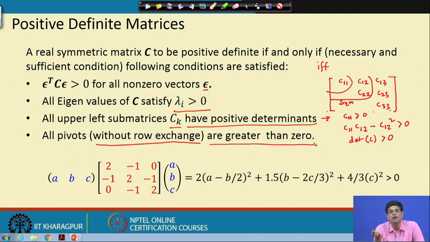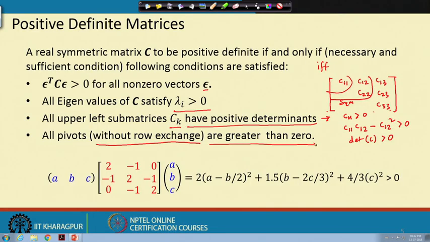Those who know the Gaussian elimination method know what pivots are. So, if you do a reduced row echelon form of a matrix, then you get the pivots. These pivots cannot be negative. If the pivots are negative, then the matrix cannot be said to be a positive definite matrix.